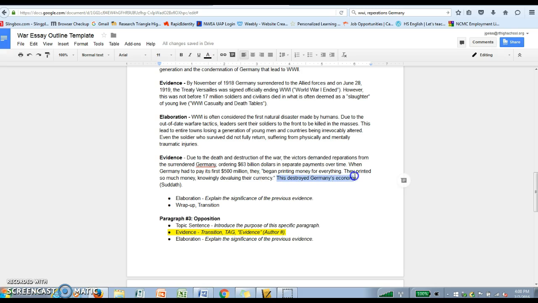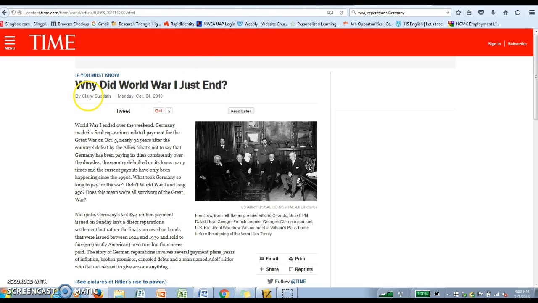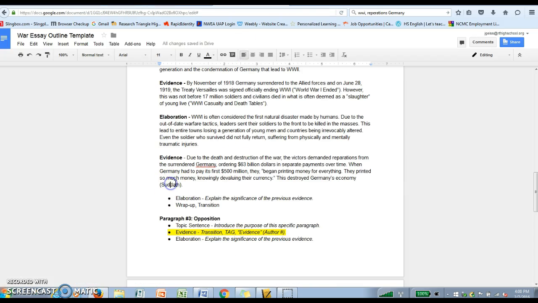Then I make a clear statement about the outcome of this evidence, and that was it destroyed Germany's economy. And note that all this information came from an article written by the author Claire Sudath. Since there is an author here, I put her last name in the in-text citation. For all of our previous pieces of evidence, it has been titles because there are no authors provided. Since an author is provided for this article, I put the author's last name there. So now let's move on to our next piece of elaboration and see what we do there.